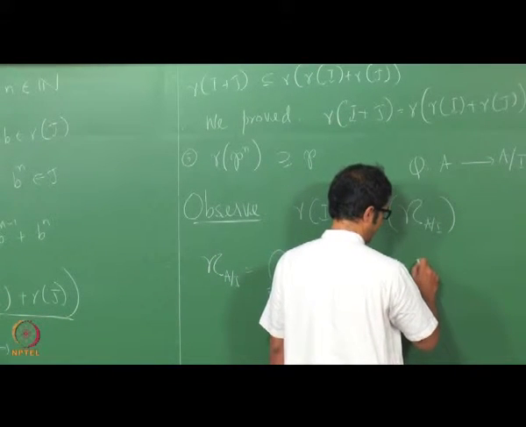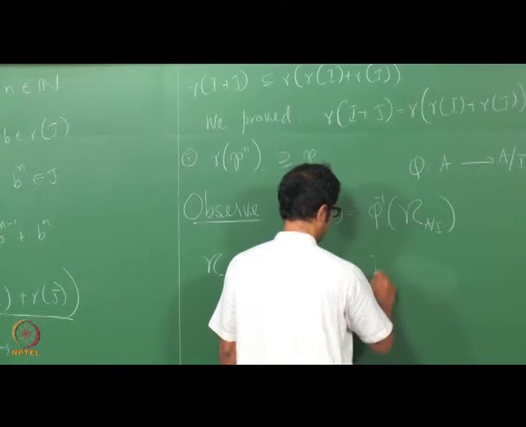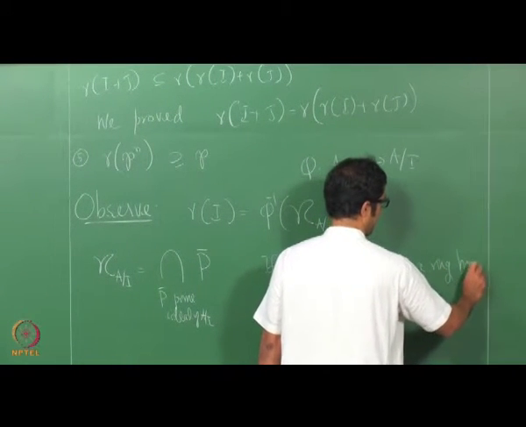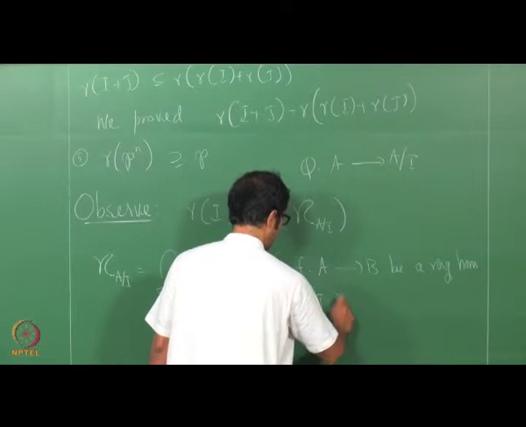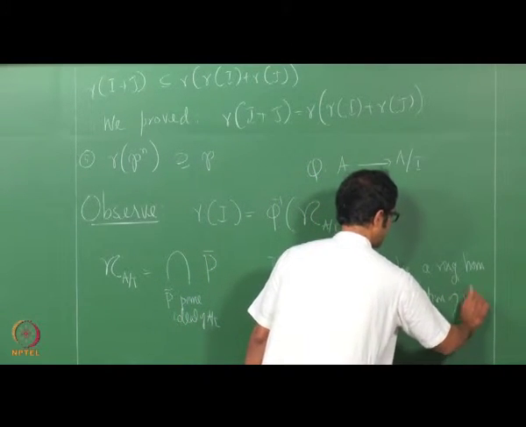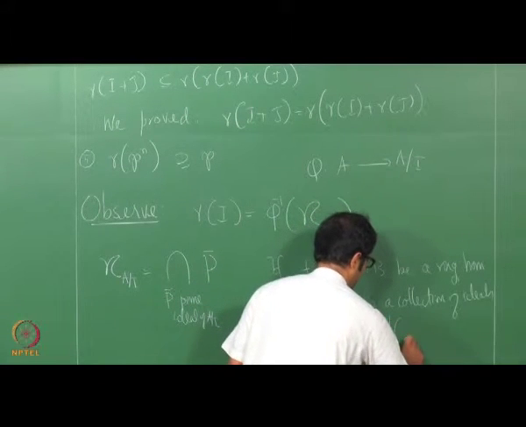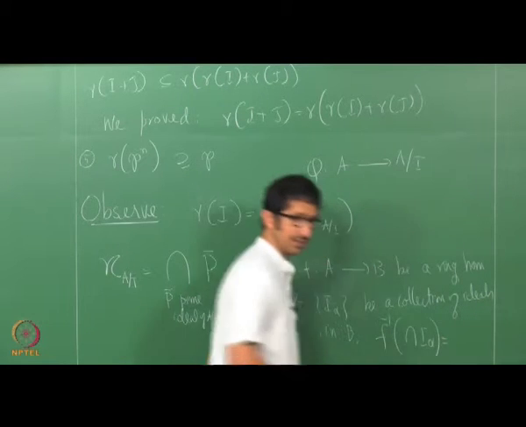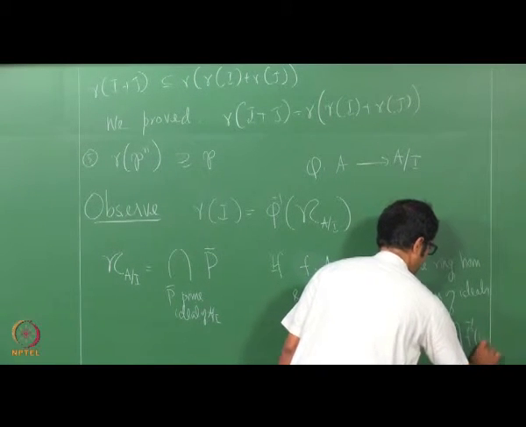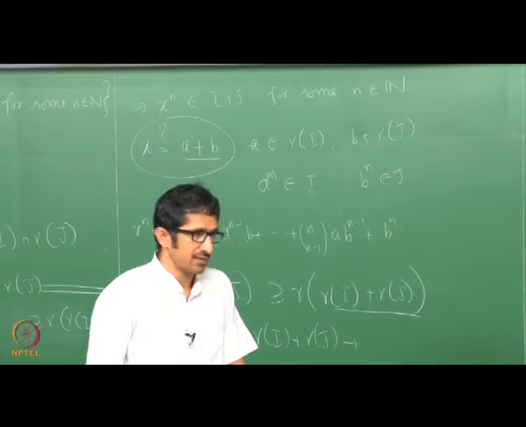What is the relation between, if I have a collection of ideals, suppose I have a ring homomorphism F from A to B, and I alpha is a collection of ideals in B. Can you say something about this? Over alpha, this is the same as F inverse of I alpha. This is in fact basic set theory.